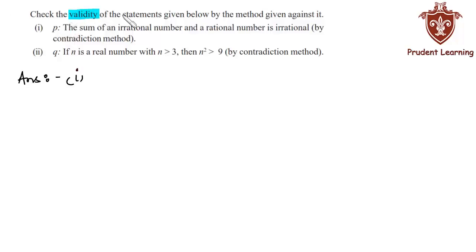Check the validity of the statements given below by the method given against it. In this question we are given two statements and we have to check their validity by the method given to us. We'll solve both the sections one by one. Let us see the first section. The given statement is: the sum of an irrational number and a rational number is irrational, and we have to check its validity by contradiction method.